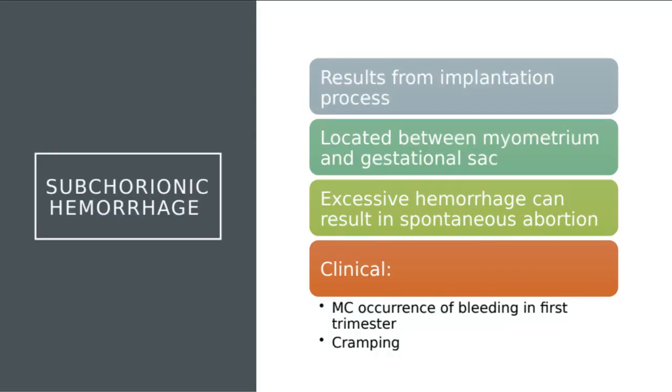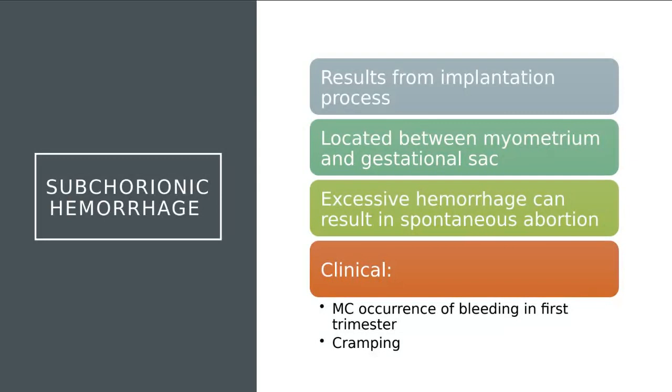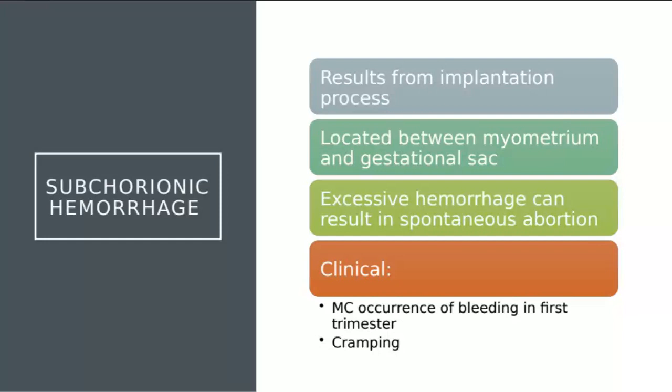This is going to be located between the myometrium tissue of the uterus and the gestational sac itself. If we have a really, really big subchorionic hemorrhage or hematoma, this is not normal. This is worrisome. And if it continues to bleed and it continues to get larger and larger, it can result in loss of that pregnancy. So it can result in a spontaneous abortion.